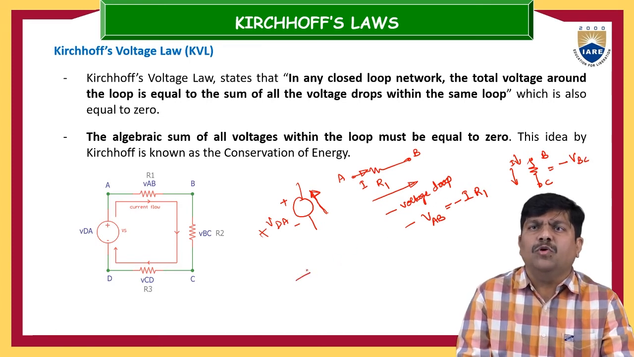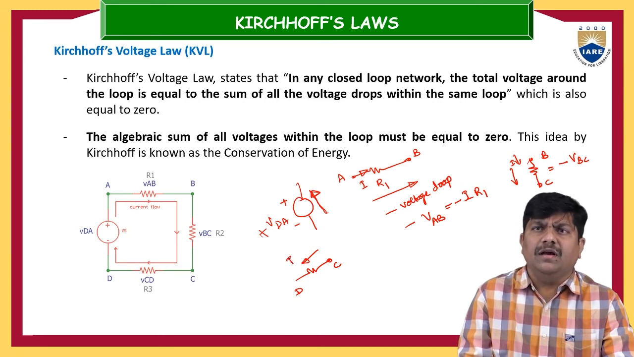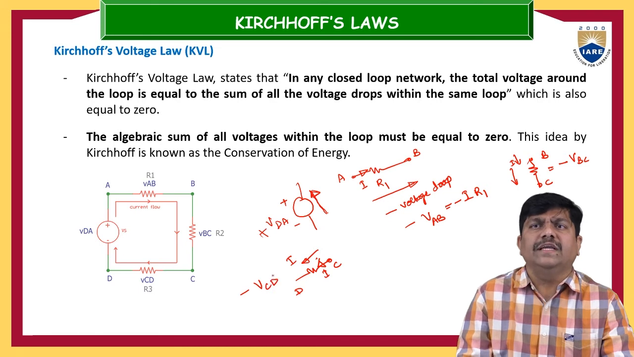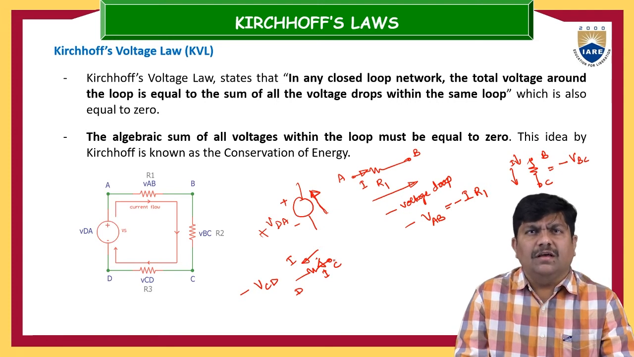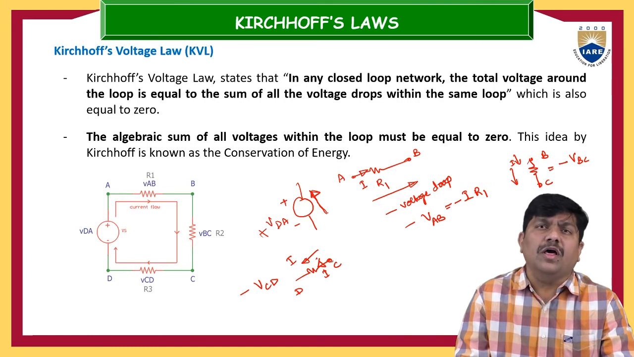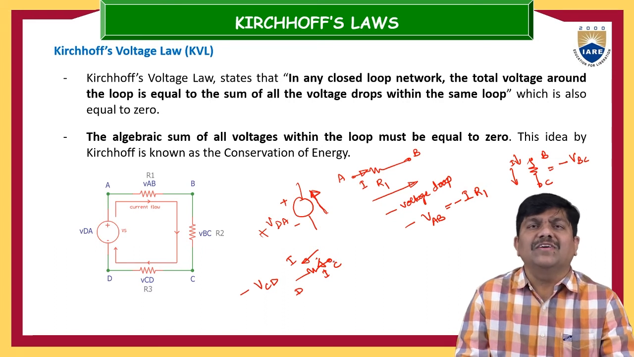And the third one: one more resistor is there, between C and D, and the movement is like this. The movement and current are in the same direction, so straight away the potential is minus VCD. Like this, we have calculated the voltages or the drops across resistors and the source voltage along with its polarities. Without knowing the polarities, we cannot develop a complete mathematical equation which refers to this completely closed path.